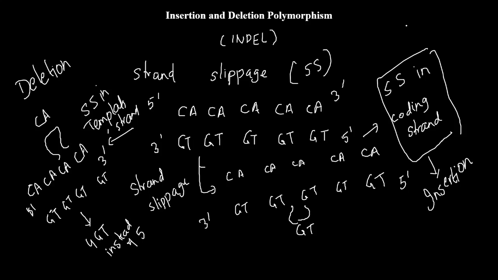This is the insertion. In insertion, there is a strand slippage in the coding strand. In the deletion, strand slippage is in the template strand. So for insertion and deletion, the major region of the insertion and deletion polymorphism is always in the regions containing repetitive sequences. The other thing is that this happens because of the strand slippage.